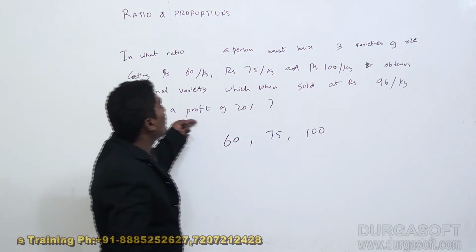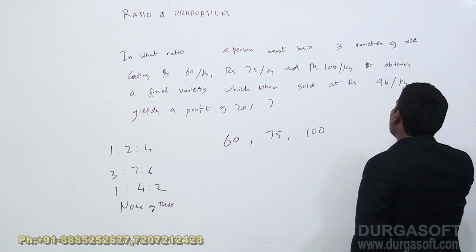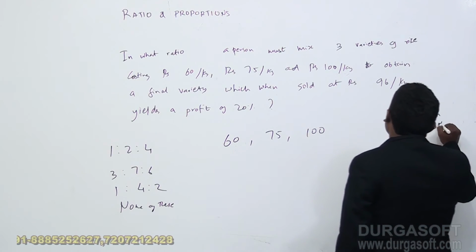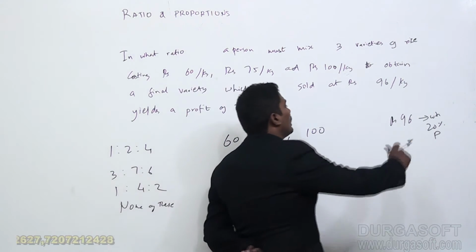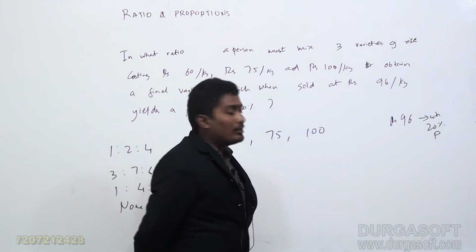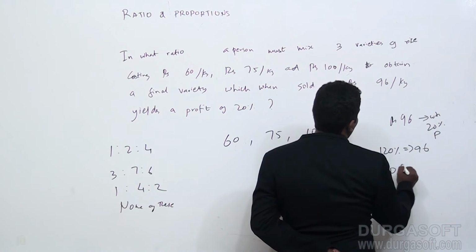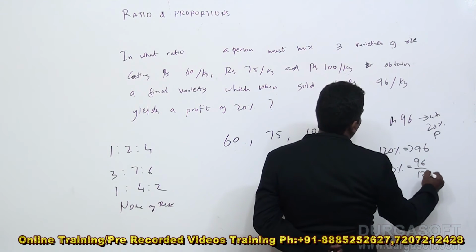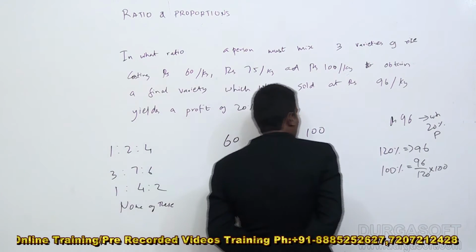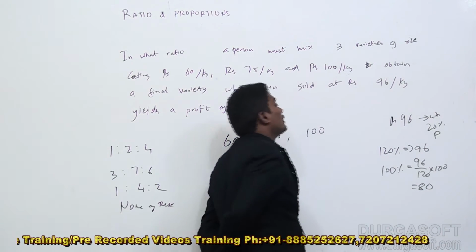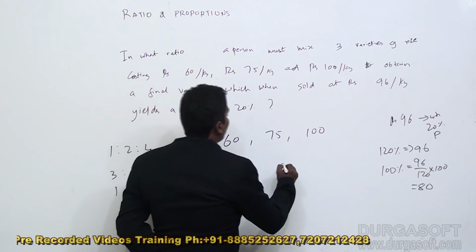Now we will come to the final price. The final price is 96 rupees, which includes the 20% profit. Now excluding this 20% profit, if I include 20% profit, I can say that 120% is 96. Then what is the value of 100%? This will be 96 divided by 120, into 100, which is nothing but 80 rupees. So the actual cost of the final variety is 80 rupees.